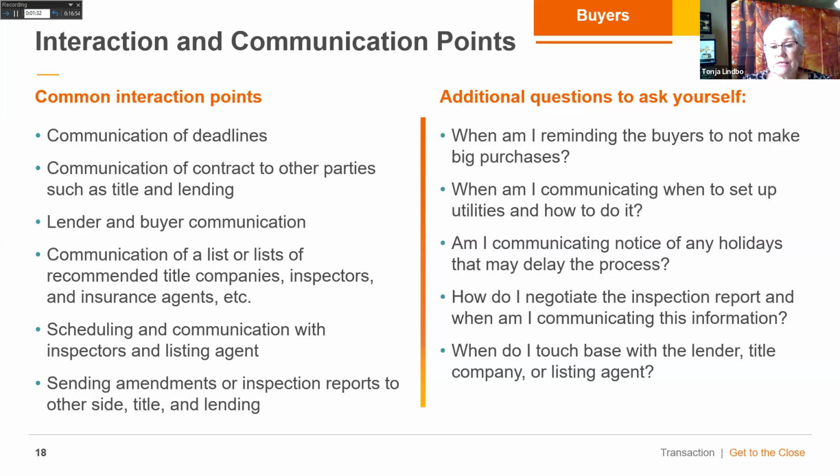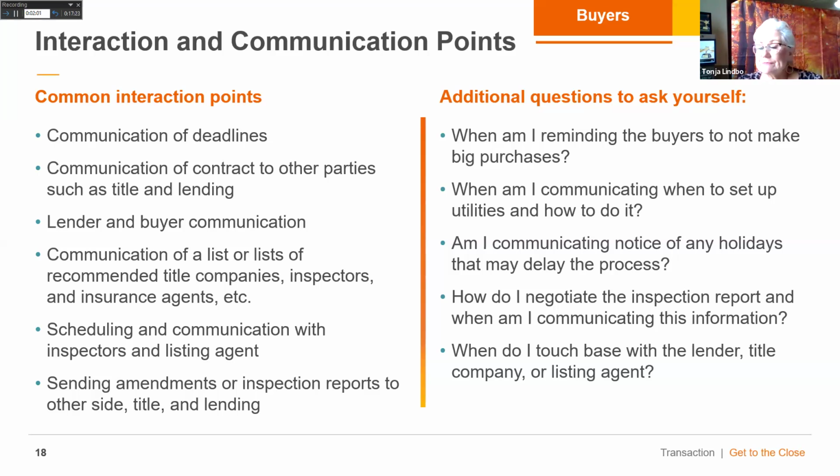Other things you should ask yourself: when are you reminding your buyers to not make big purchases? Just about every time you talk to them. Don't buy the furniture. For God's sakes, 3 days before closing, don't go buy a truck so it will help you move. Don't do it, you will lose. Am I communicating notice of any holidays that may delay the process? What we just talked about.